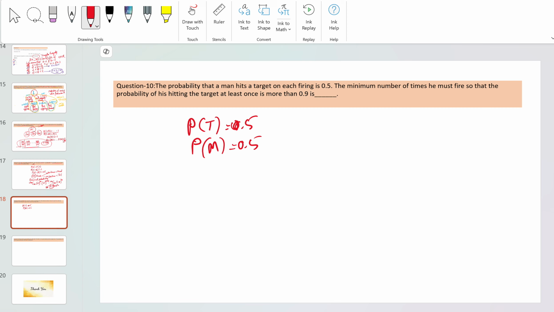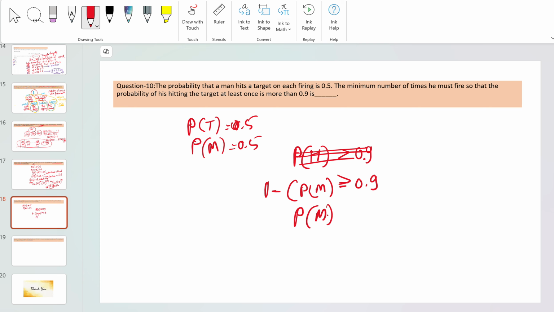So it is asking: what is the minimum number of times he must fire so that the probability of his hitting the target at least once is more than 0.9? Or you can say that the probability of not hitting, or missing the target, is the complement. Let's take the threshold: the probability of missing is equal to 1 minus 0.9, which will simply become 0.1.